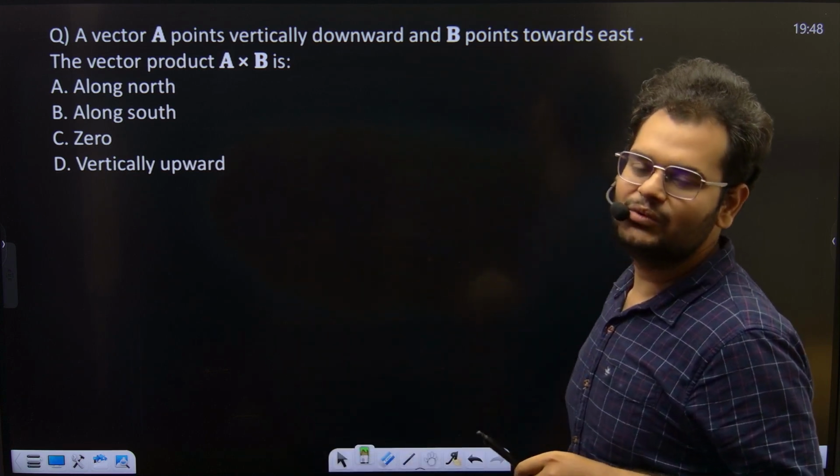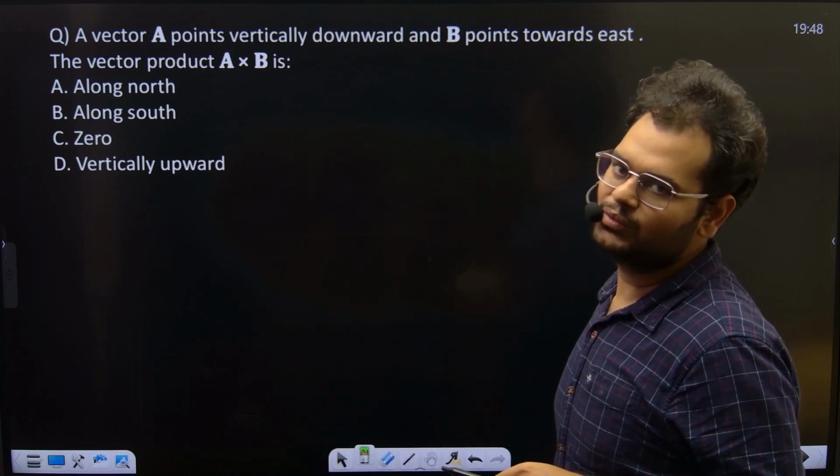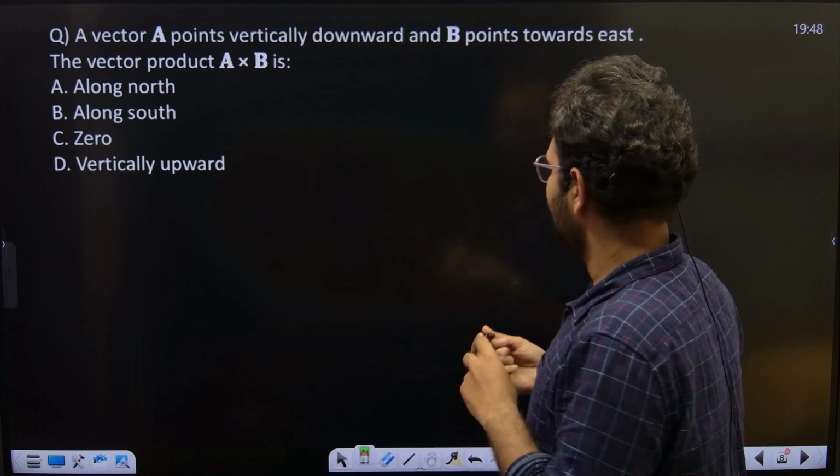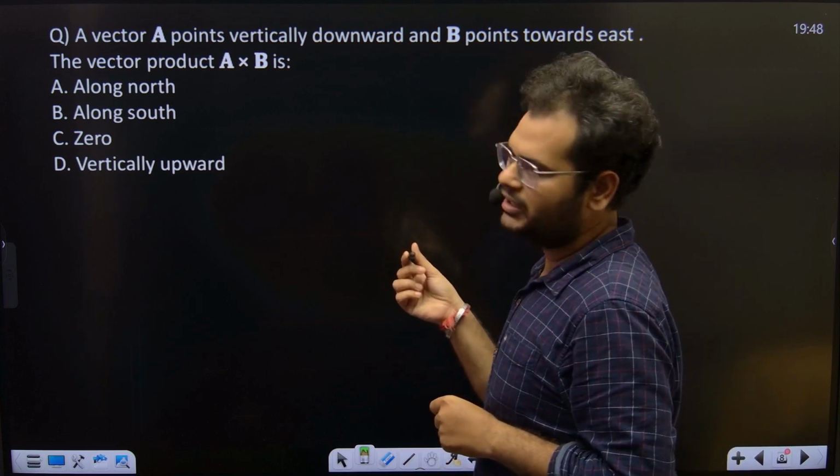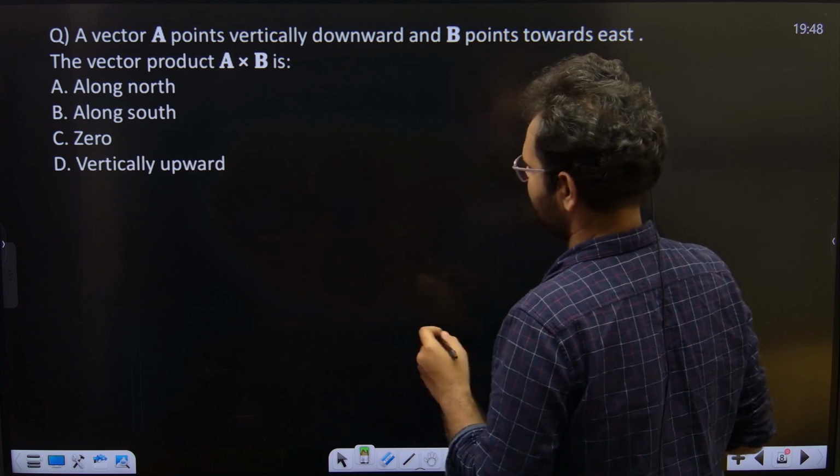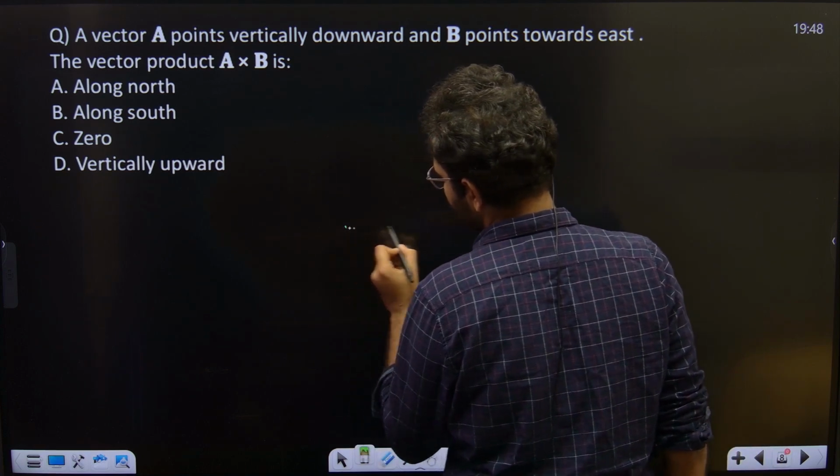A vector A points vertically downward. Now where is vertically downward? You tell me. Sir, vertically downward means negative Z. Negative Z means now my vector A is like this. Okay. And B points towards east. First let me draw B. East. Where is east? This is east.